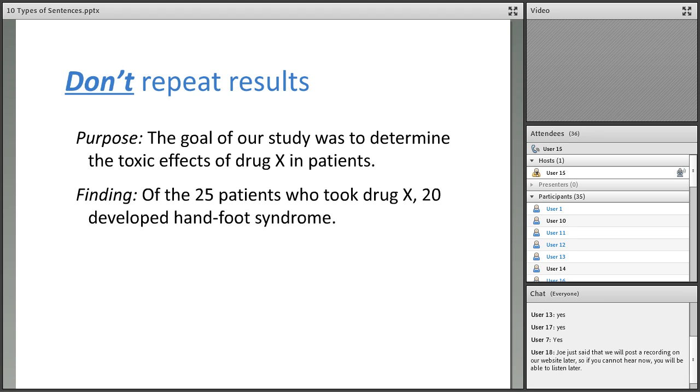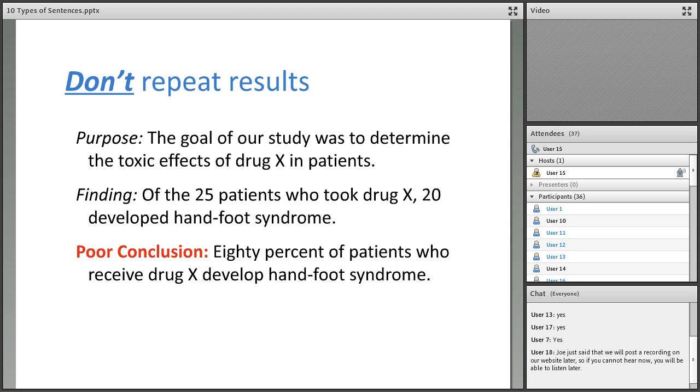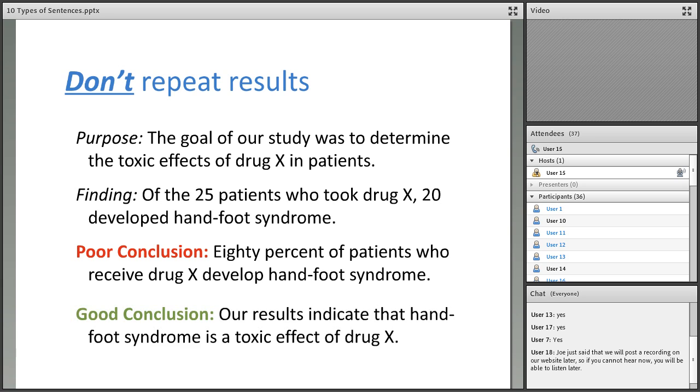Now, when you give your conclusion, it's important that you do not repeat the results of your study. So in this case, if the purpose was to determine the toxic effects of drug X, and the finding is that of 25 patients who took drug X, 20 developed hand-foot syndrome, a poor conclusion would be that 80% of patients who received drug X develop hand-foot syndrome. Well, that's because 80% of 25 is 20. This statement essentially repeats the finding.